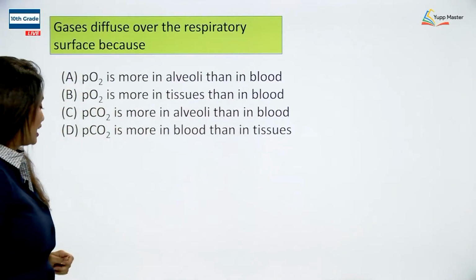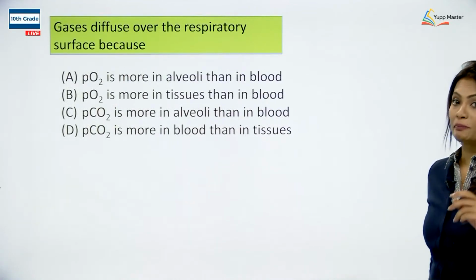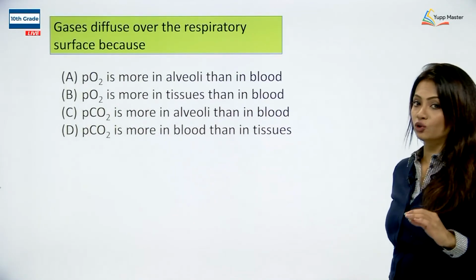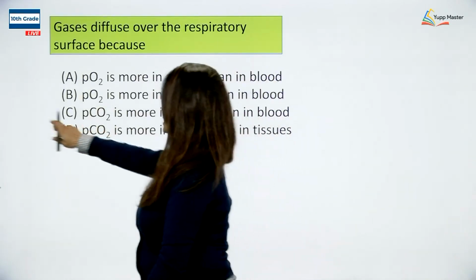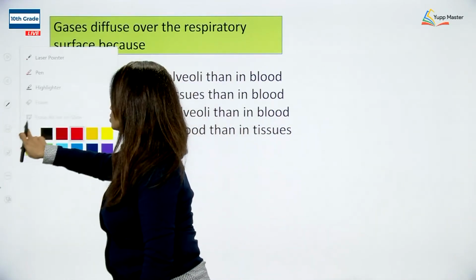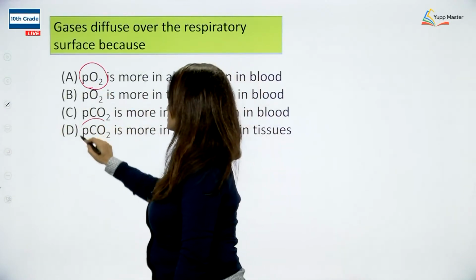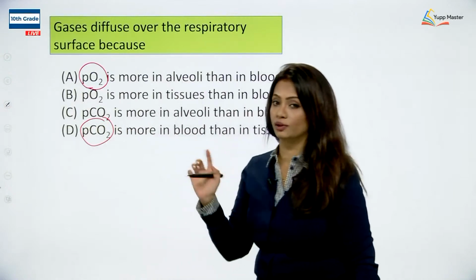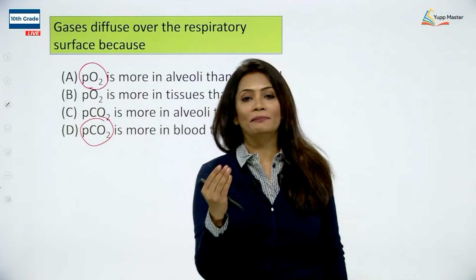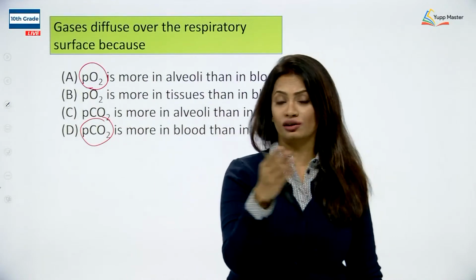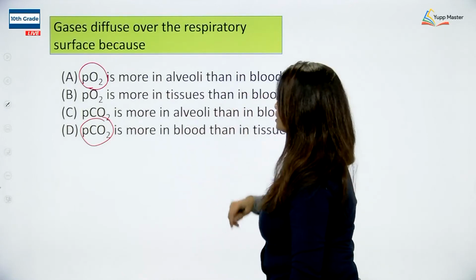Now let's see the question. Gases diffuse over the respiratory surface because... Why do gases diffuse over the respiratory surface? Now, remember this, what was this indicating? PO2 indicated that we are talking about the partial pressure of oxygen and this would be the partial pressure of carbon dioxide. So we're talking about partial pressures. Why does diffusion happen? Diffusion would be basically going from a higher concentration gradient to its lower concentration gradient area.